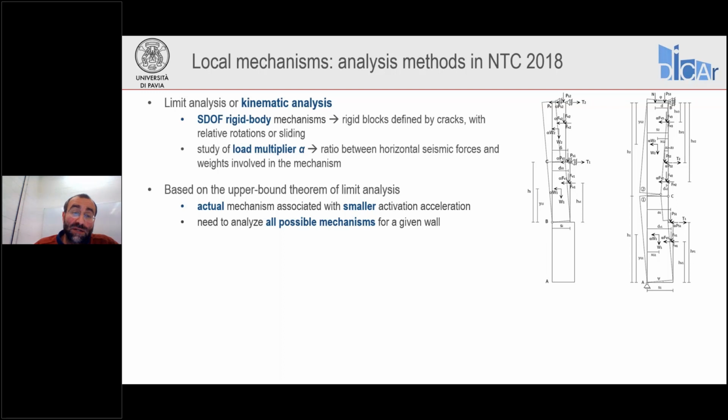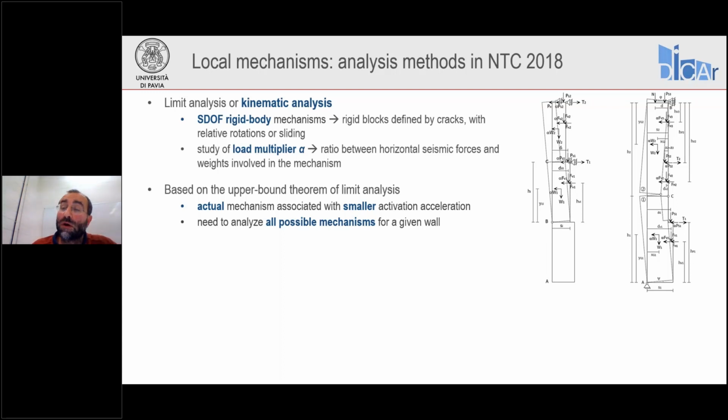Now, this method is based on the so-called upper bound theorem of limit analysis. What does this mean? It means that the actual mechanism that will develop in a given wall is the one associated with a smaller activation acceleration. So you see here on the right-hand side, I've shown two possible mechanisms for the same wall. In one case, we have overall overturning starting from the first floor. In the other case, we have an out-of-plane bending of the wall.